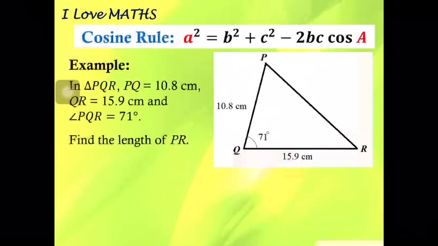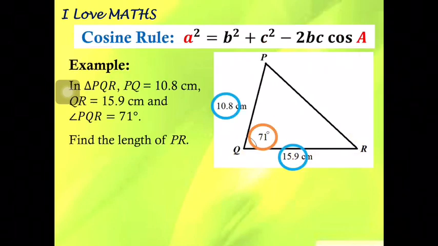Let's take an example. In triangle PQR, PQ is 10.8 centimeters and QR is 15.9 centimeters, and the value of the angle PQR is 71 degrees. Find the length of PR. If there is a given angle in between the two sides and you are asked to find the third side, then the cosine rule is applicable.